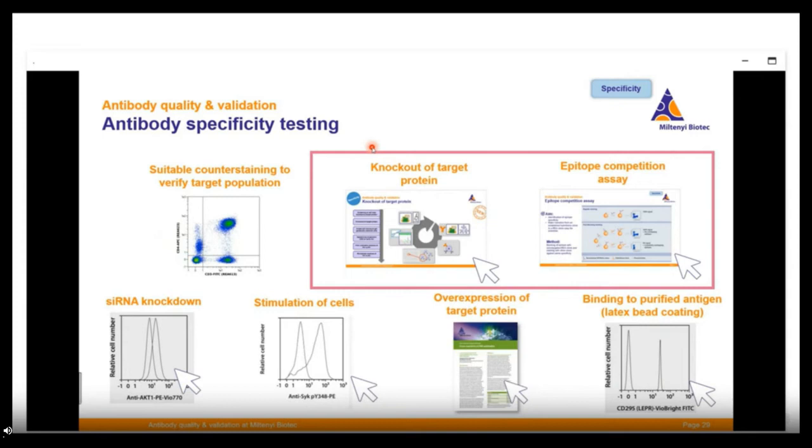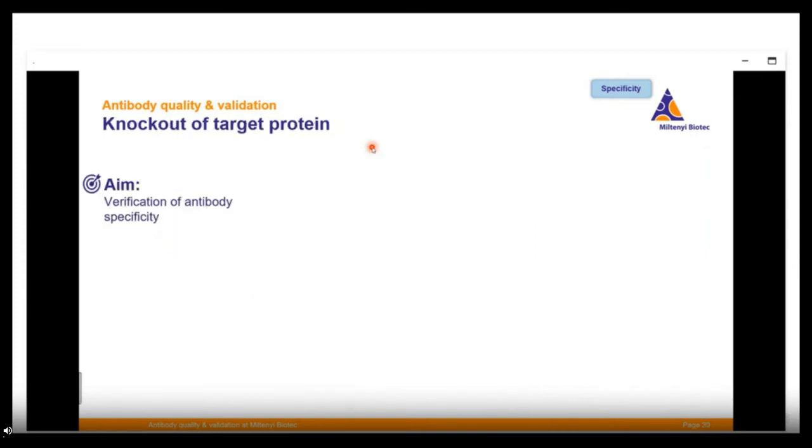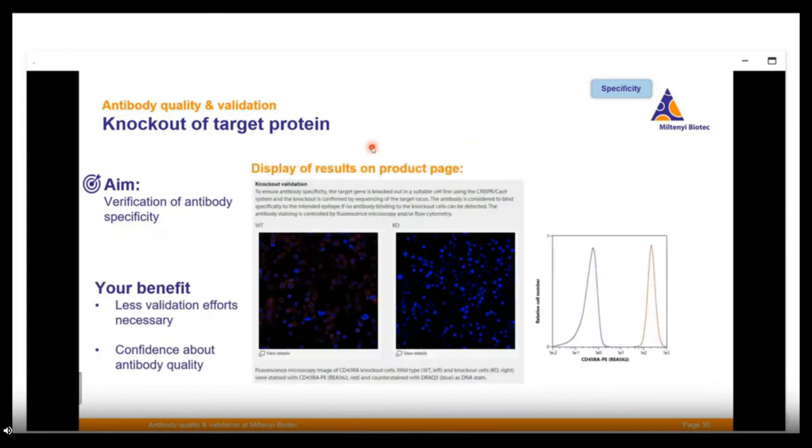So what are we doing here at Miltenyi Biotec to confirm that? To test the antibody specificity, our aim is to generate cell lines where we knock out the exact protein of interest from the cell, and we compare the performance of the antibody on wild type versus knockout. And we also display this data on our website.